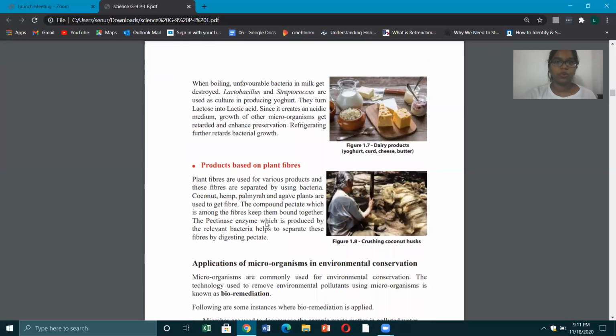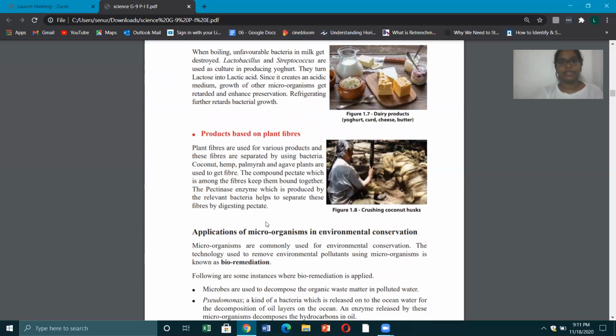Okay. When boiling, unfavorable bacteria in milk get destroyed. Now what happens? First, we said that we are going to boil it, we are going to heat it. Okay. What is the use of it?